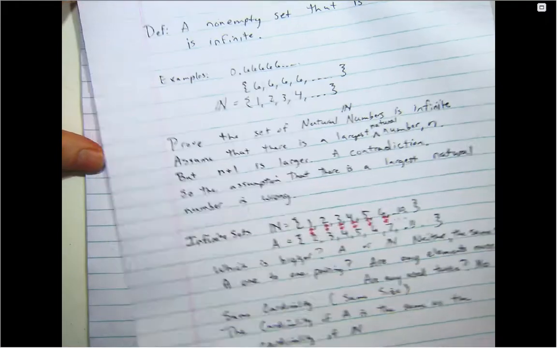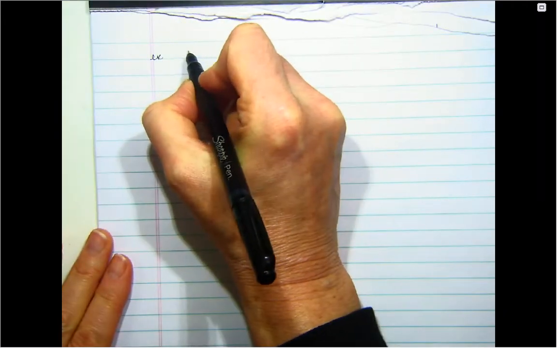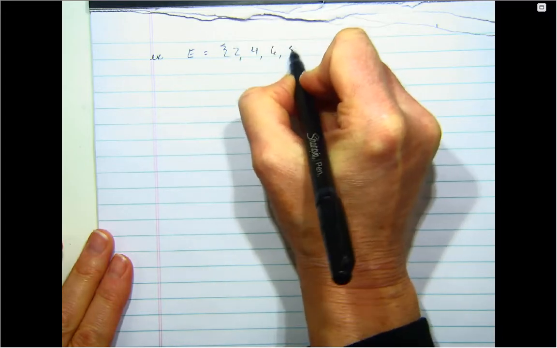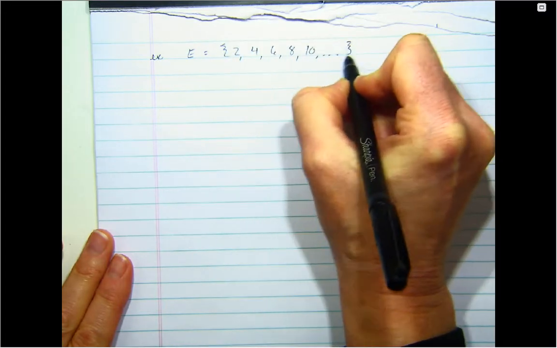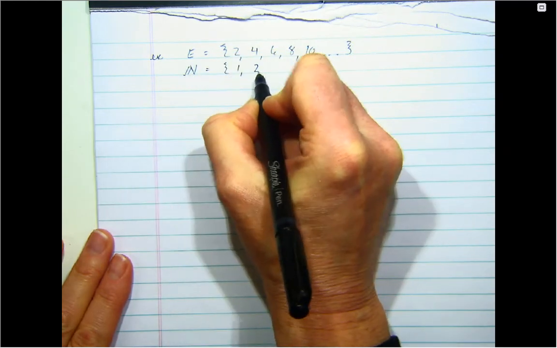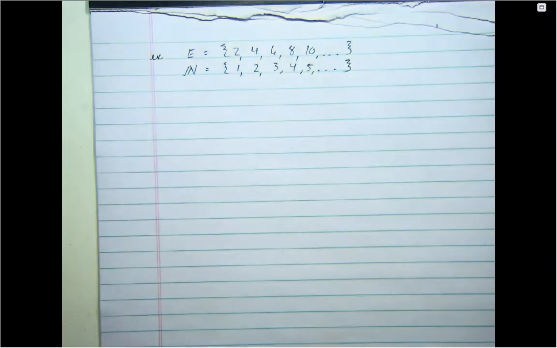So how about we make one that's a little harder to see? How about the set of evens, 2, 4, 6, 8, 10, dot, dot, dot, and the set of natural numbers? Can you decide if those are the same size sets?